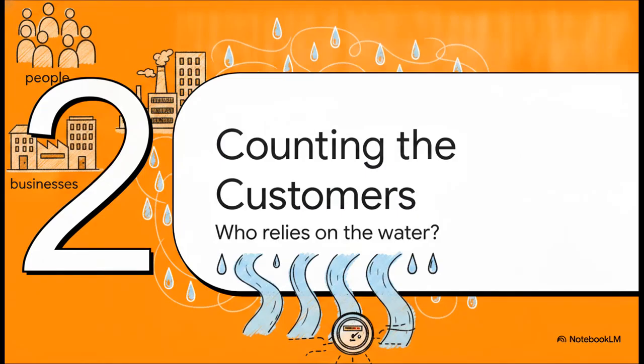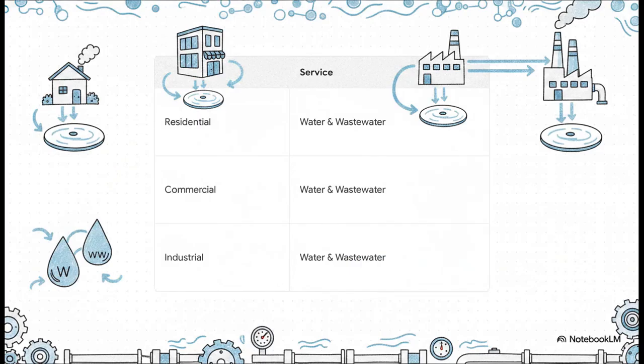Moving on to Section 2, counting the customers and figuring out who actually relies on the water. Now, what's really fascinating here is how Metric A approaches the whole concept of a customer. A utility doesn't just give us one single grand total. Nope, they have to break down their customer base into distinct categories: residential, commercial, and industrial. Plus, they have to do this separately for the different services they provide, clearly distinguishing between water delivery versus wastewater collection. This level of granularity is incredibly important.